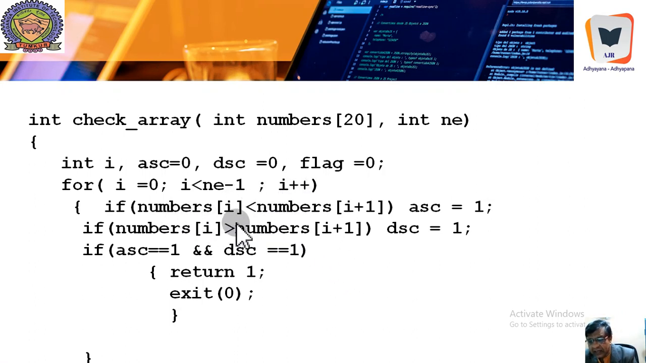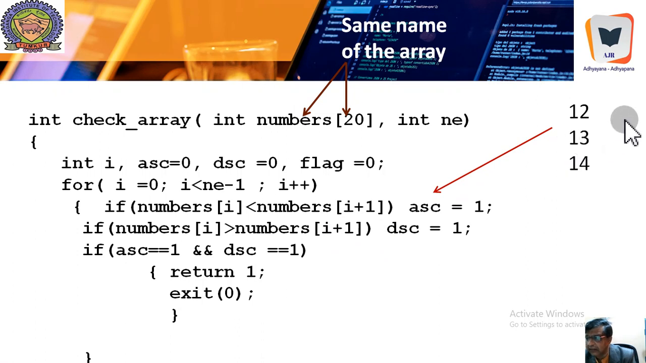If numbers[i], that is the previous element, is lesser than the next element, if the input is something like this, 12, 13 and 14, the previous element is lesser than the next element. With 3 elements, this and this are compared, then 13 and 14 are compared. 2 comparisons will happen. Therefore, if there are n elements, n minus 1 comparisons will happen.